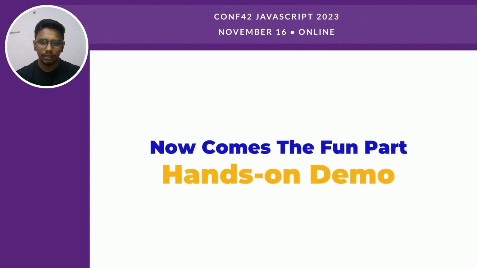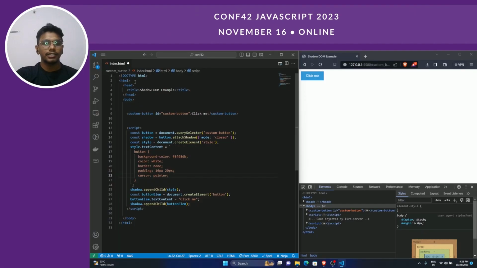Now comes the fun part. Let's look at shadow DOM in action. Here you can see we have created a simple web page. Here we have a tag that says custom button. In the script, we have a reference to this custom button element using the query selector. Then we are creating a shadow DOM using the attach shadow function. Note that the mode is closed. That means other components cannot access this shadow DOM.